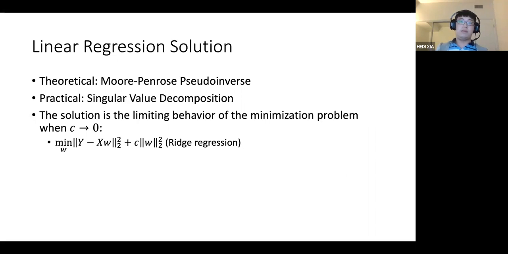This solution is actually called the Moore-Penrose inverse solution theoretically. If you want to solve for this solution, it's better to use singular value decomposition or PCA inherently. It's equivalent to solving ridge regression where the regularization constant limits to 0.